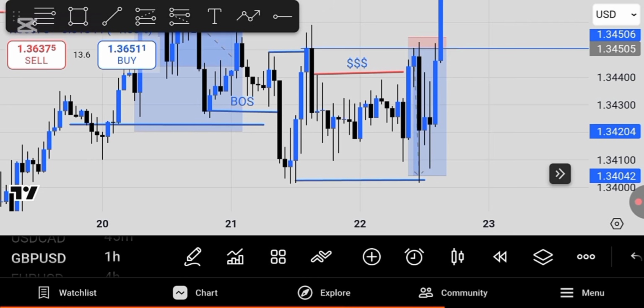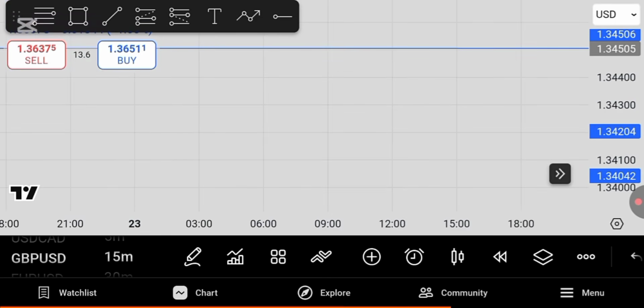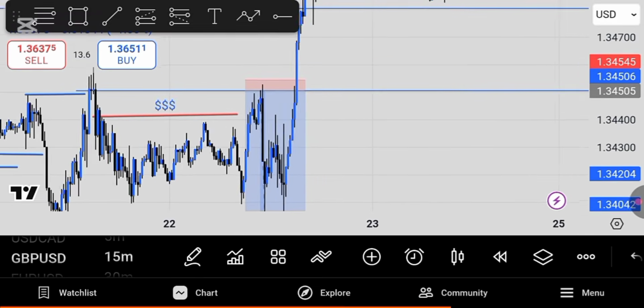This is how I got the sell. Remember, this sell was a counter trend, which means the bias is up. We are still looking to buy the market instead of selling. This was a counter trend. Now I'm going to the 15 minutes to see it very clearly. On the 15 minutes, you can see it.